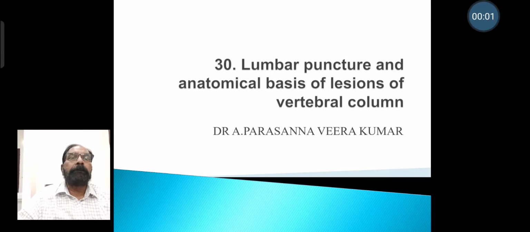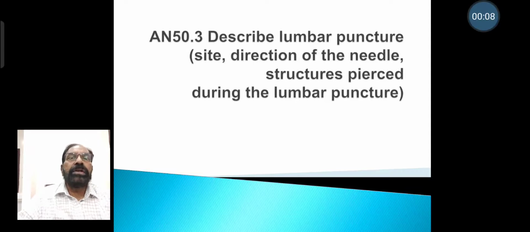Lumbar puncture and the anatomical basis of lesions of the vertebral column. So in this we discuss the competency, that is lumbar puncture: site, direction of the needle, structures pierced during the lumbar puncture.